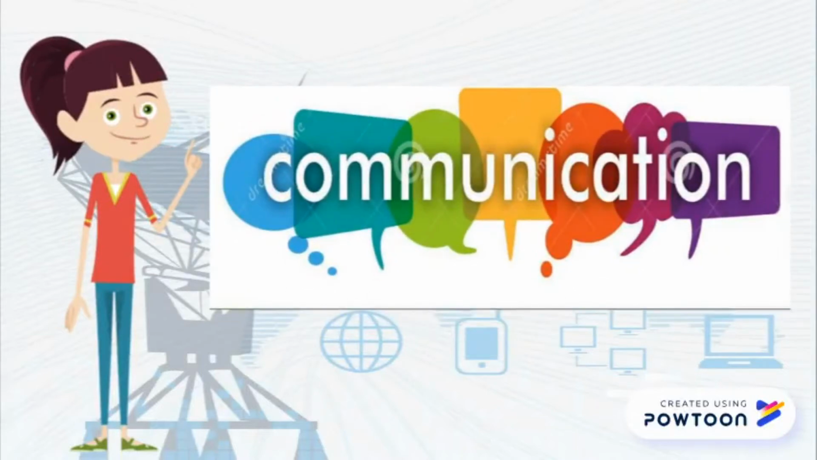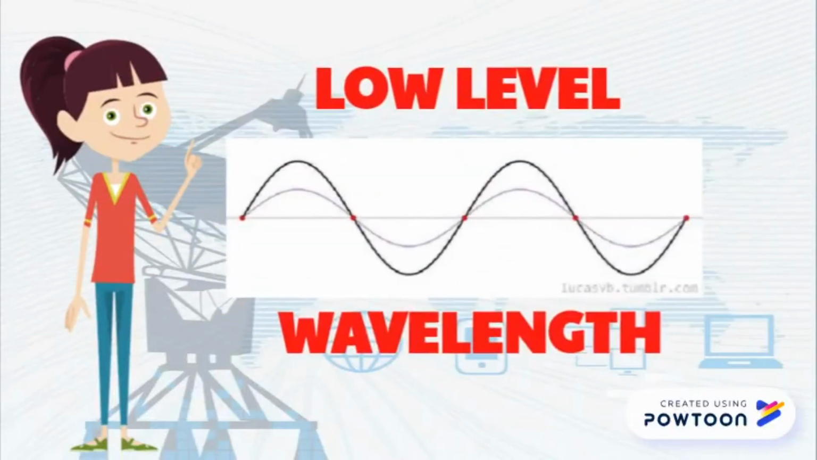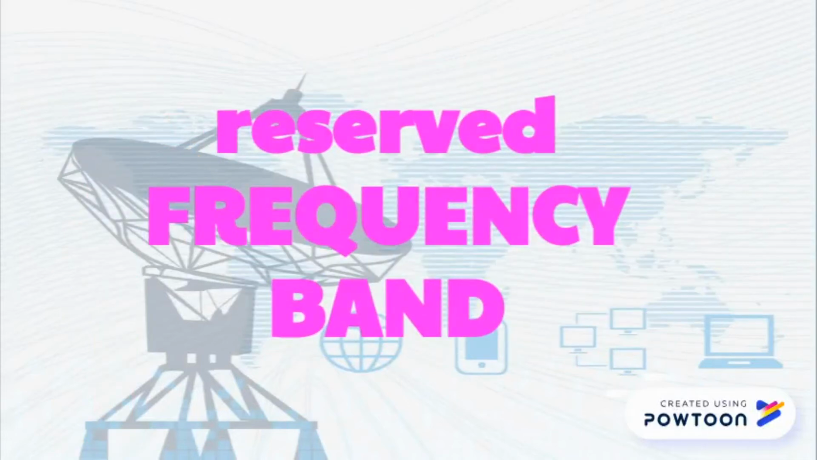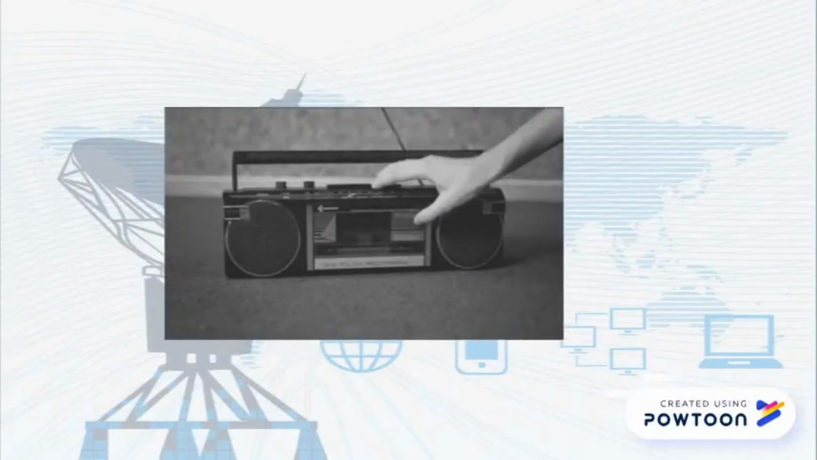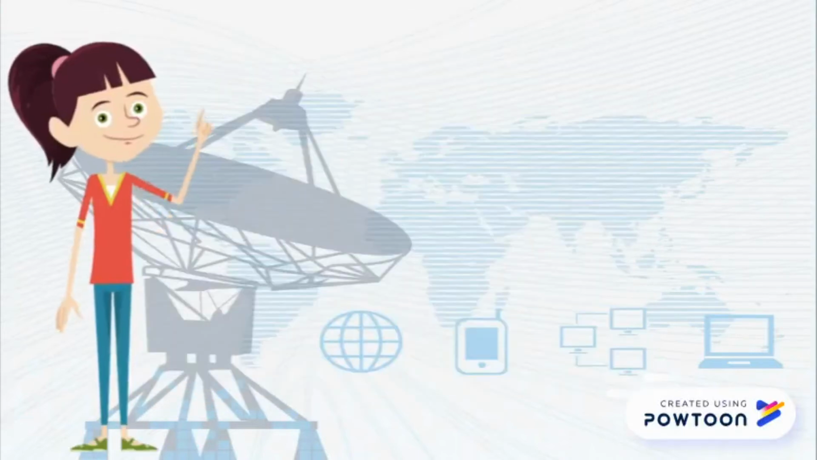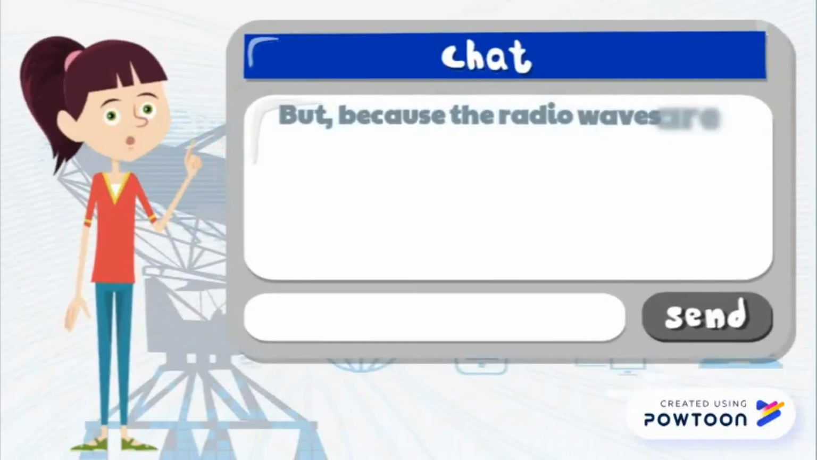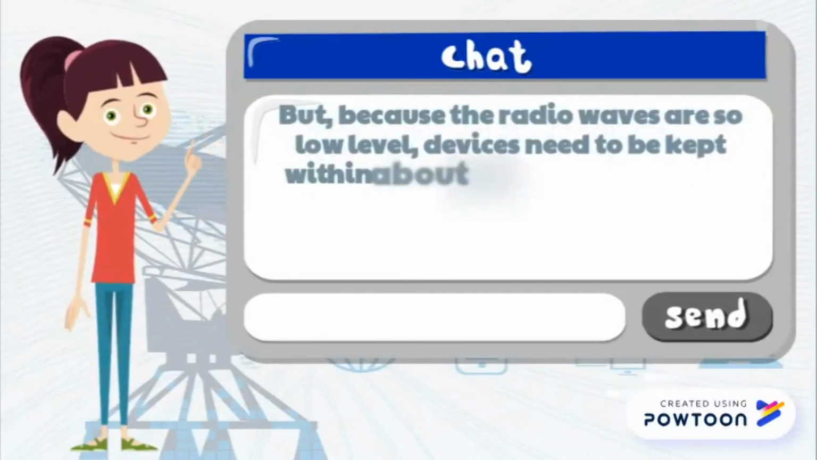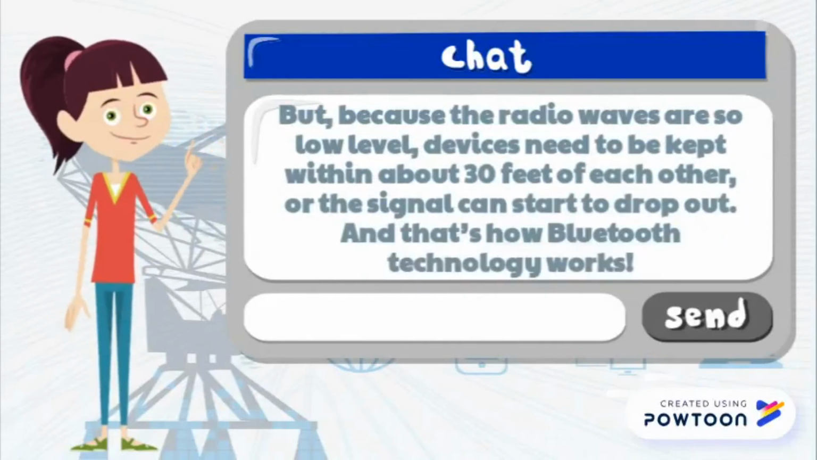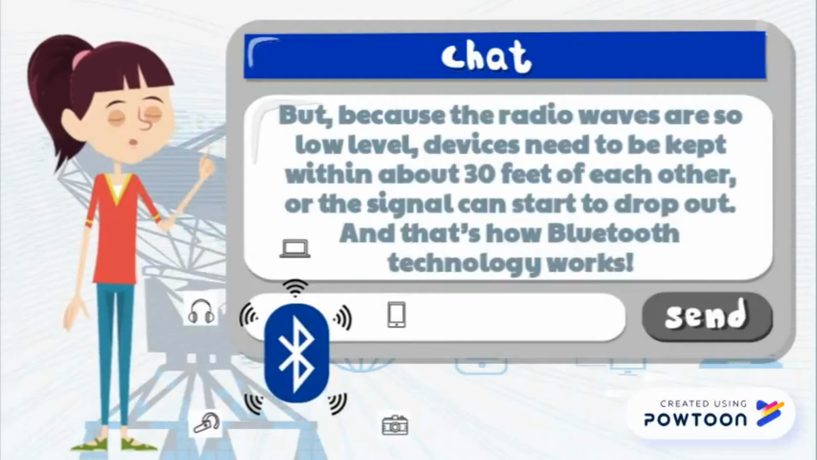Communication is broadcast via a low-level radio wavelength. It's a specially reserved band that won't interfere with or get interference from radios, TVs, cell phones, or medical equipment. But because the radio waves are so low level, devices need to be kept within about 30 feet of each other or the signal can start to drop out. And that's how Bluetooth technology works.